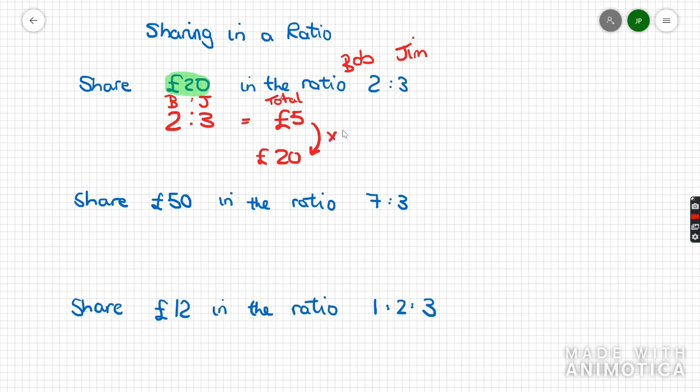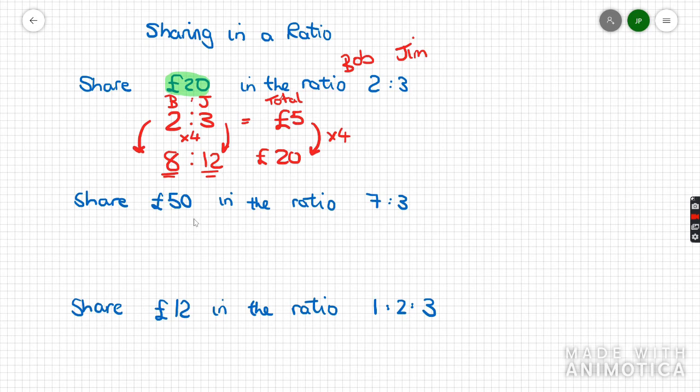So how many times do I have to repeat it? Well, I have to repeat it 4 times, so I'm going to times by 4. And hopefully what we remember about ratios is whenever you times one thing by an amount, you have to times the other parts by it as well. So I'm going to times 2 to 3 by 4, and that's going to give me 8 to 12. So one person gets £8, one person gets £12. Okay, we'll just have a look at another one.